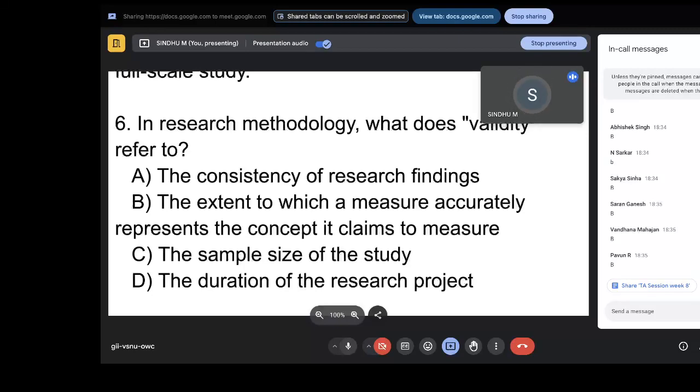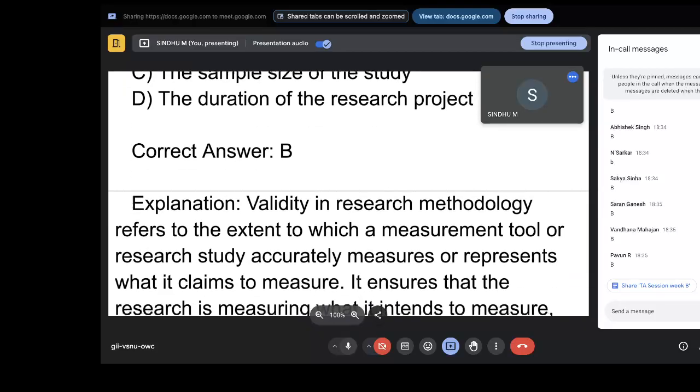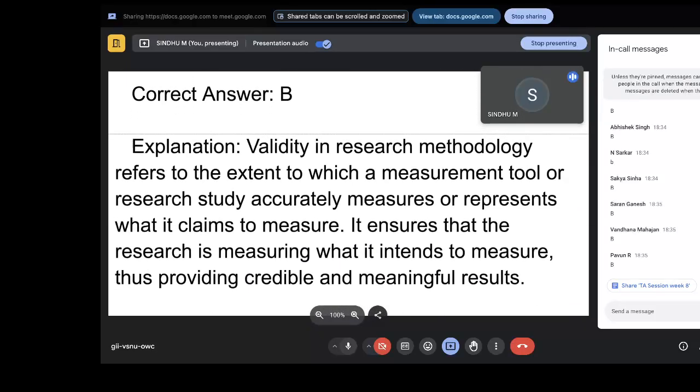The extent to which a measure accurately represents the concept it claims to measure. The other options are not very appropriate. Consistency of research findings would come under reproducibility, which is another important concept in science: when we perform an experiment and get a result, it should be reproducible. That is, when we repeat the same experiment many times, we should get the same results consistently. And option C, sample size of the study, is not related to validity, and duration is also not related to validity. So the correct answer is option B.